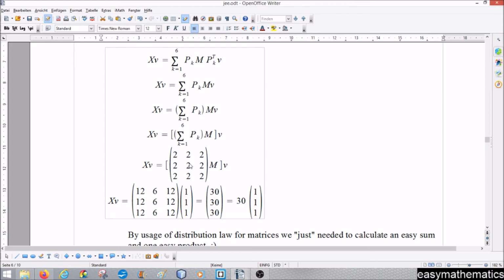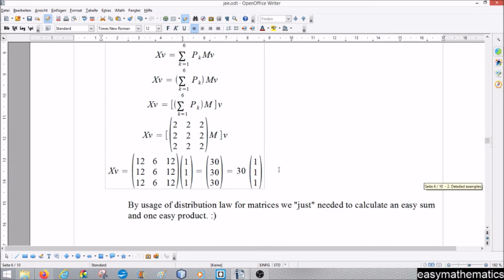Matrix multiplication is associative, so we can take care of the matrix with a bunch of 2's times the matrix M. This is easy to calculate. You get in each row 12, 6, 12. And finally, we calculate the product with vector 1, 1, 1 to get 30, 30, 30. And 30, 30, 30 is 30 times 1, 1, 1. So question 2 is true.